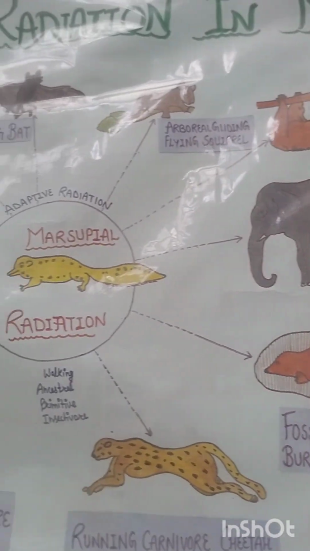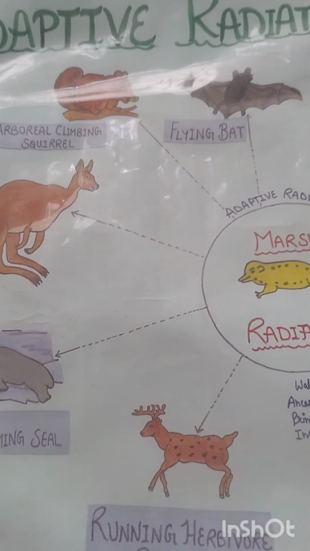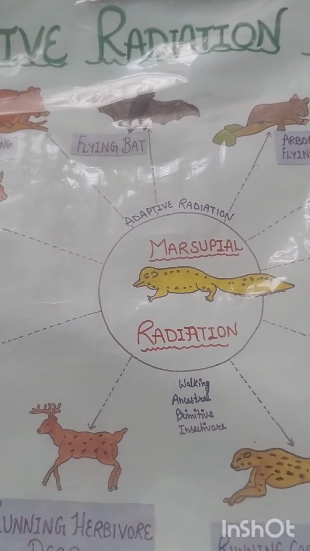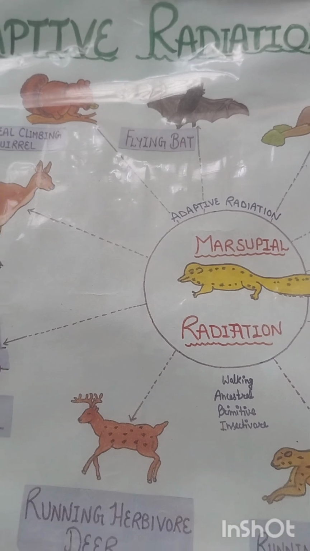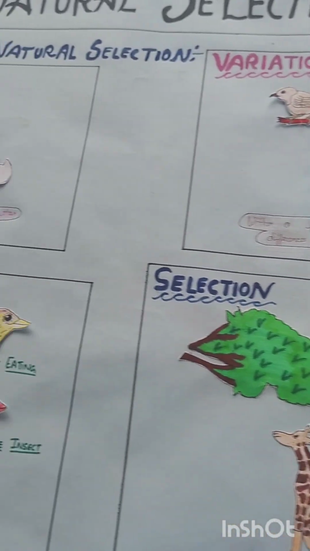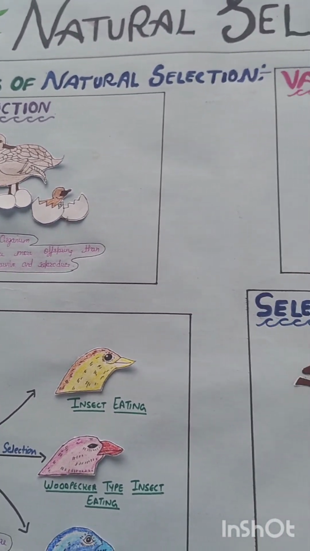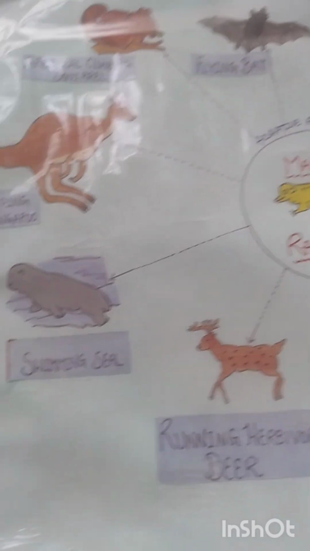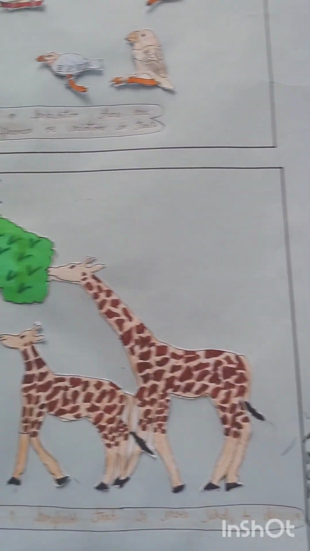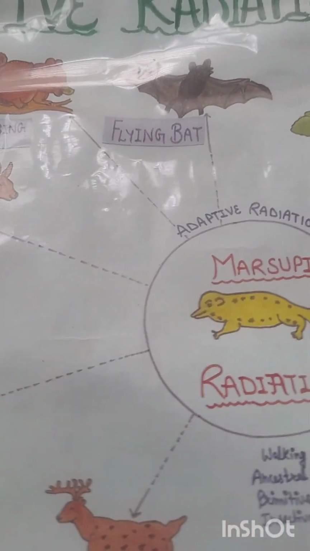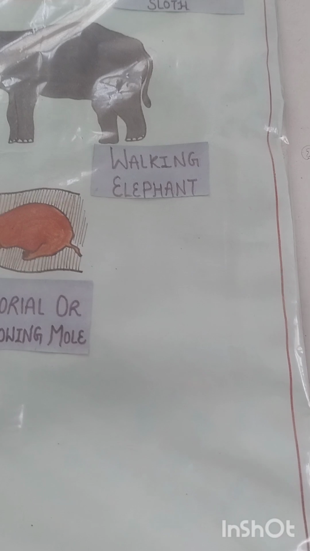Both charts are very beautifully designed and painted, and these are prepared by the students with the help of, you can say, the theoretical part, showing its three-dimensional structures in this chart. So natural selection and adaptive radiation or macroevolution. The names of the students are written here. First one, natural selection, prepared by Anjali, and macroevolution prepared by Bhumika.